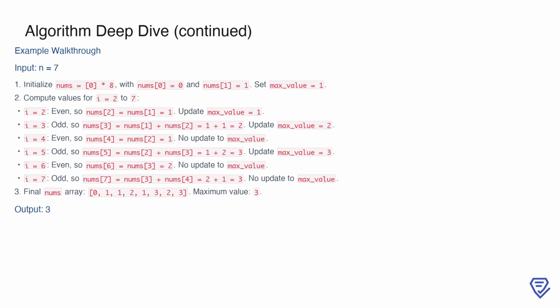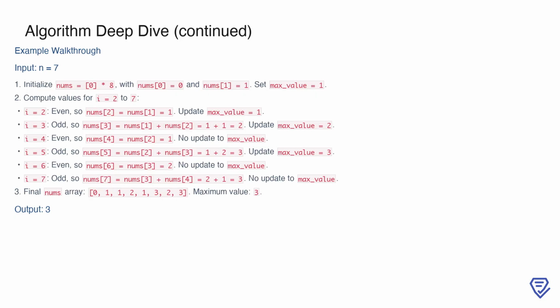The max_value remains 1. For i equals 3, an odd index, nums[3] is the sum of nums[1] and nums[2], resulting in 2, and we update max_value to 2. At i equals 4, another even index, nums[4] is assigned nums[2], which is 1, with no change to max_value. For i equals 5, nums[5] is the sum of nums[2] and nums[3], giving 3, and we update max_value to 3.